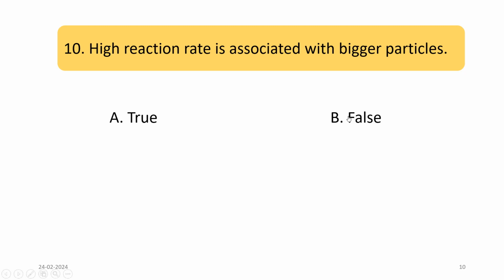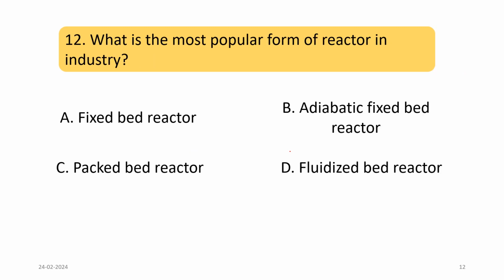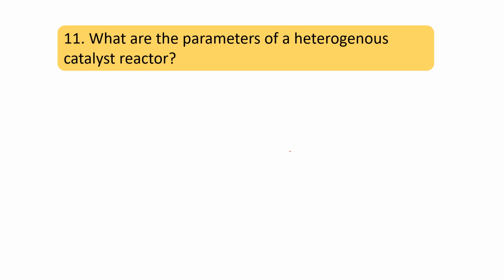So the answer is false. For the same reason that it has low surface to volume ratio, that is why they are not very effective for high reaction. If it is smaller particles, it will be high. Okay, so this is false. Next question is, what are the parameters of a heterogeneous catalyst reactor?